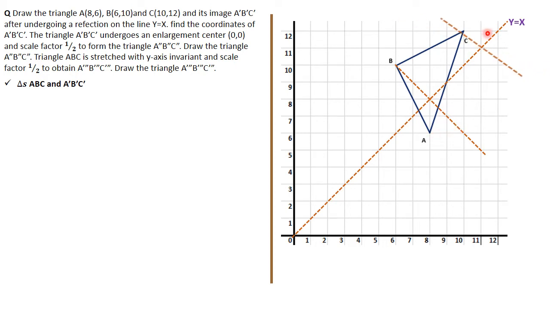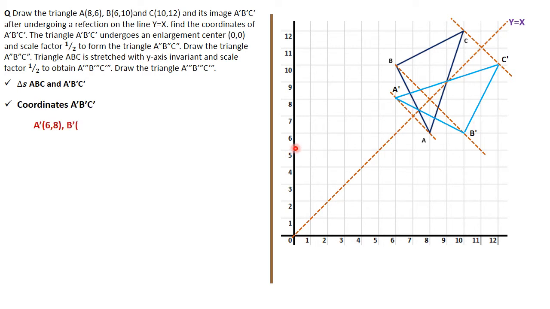So you need to have a line from C to the middle line and progress to the other side such that this distance is the same as the distance from the middle line to C prime. The same thing for A. And therefore you'll get a triangle like the one that has just appeared on the screen. And that is A prime, B prime, C prime. They cross the middle line, an equal distance, and perpendicularly so. The coordinates of that, you can just read them. It is 6, 8, 10, 6, and 12, 10 respectively.